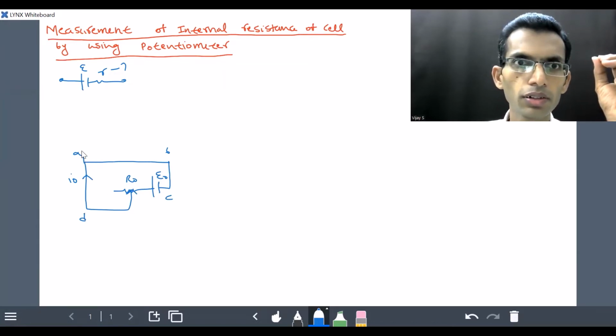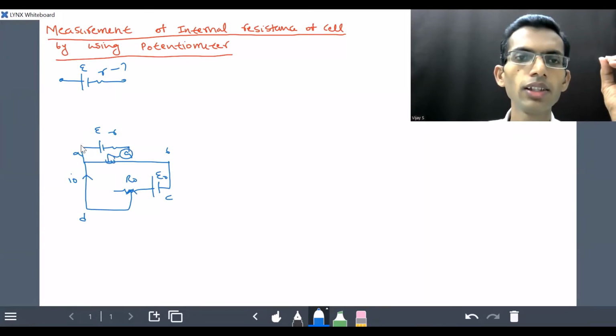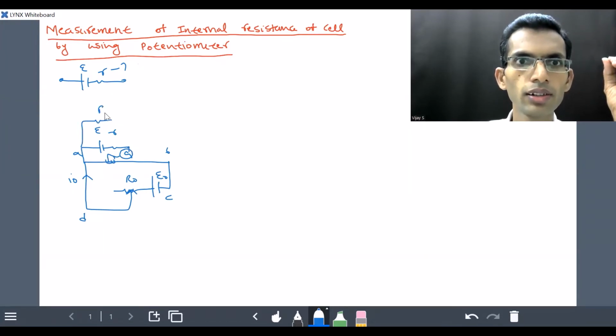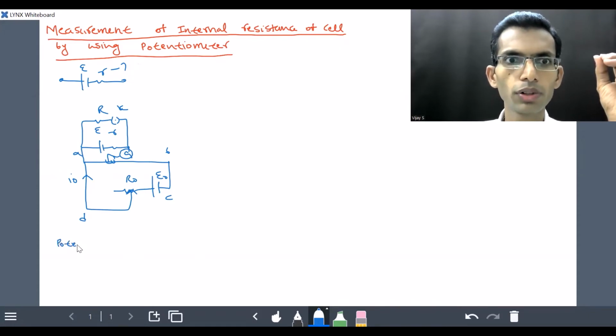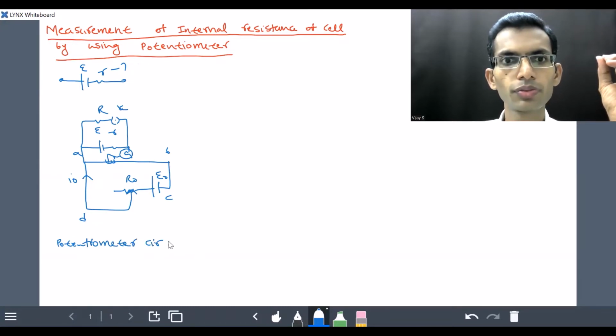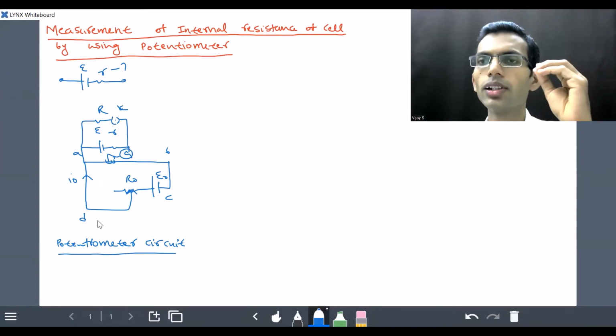In the sub-circuit, cell and galvanometer are connected in series. Here a known resistance R is connected across the cell with key K like this. So this is nothing but potentiometer circuit, which is used for measuring internal resistance of the cell.